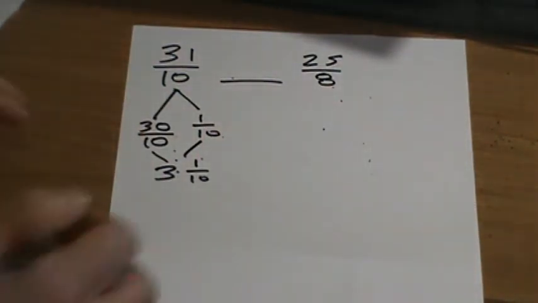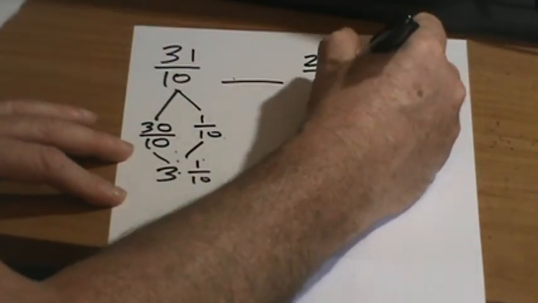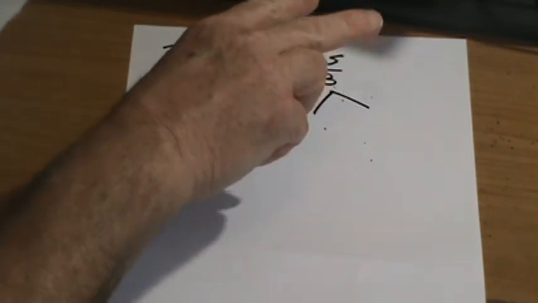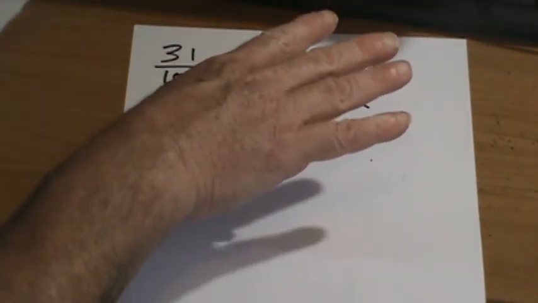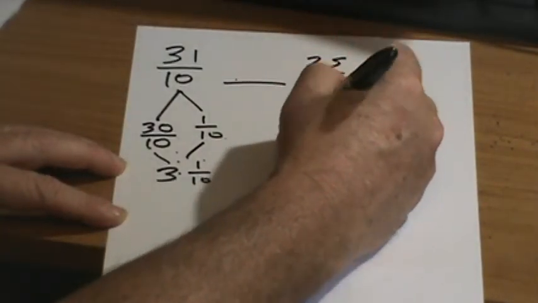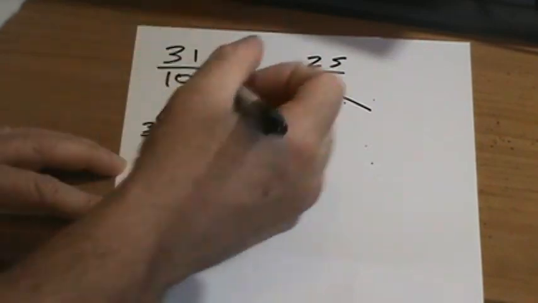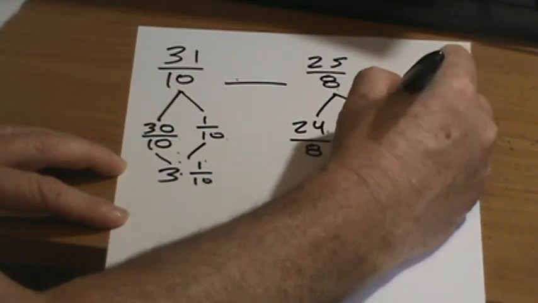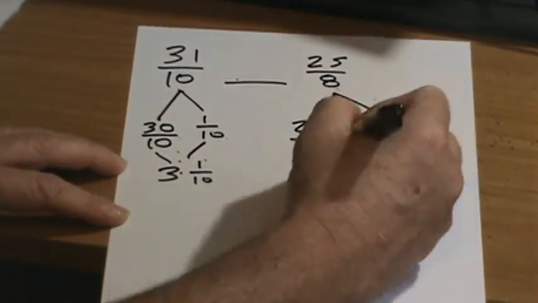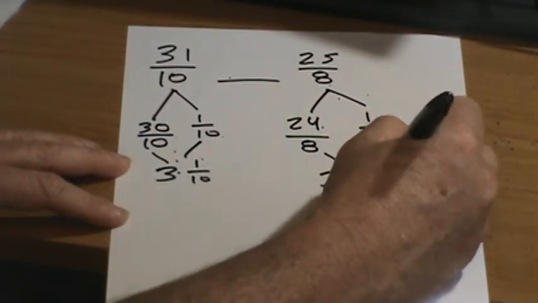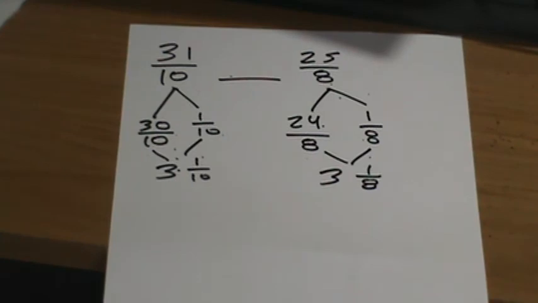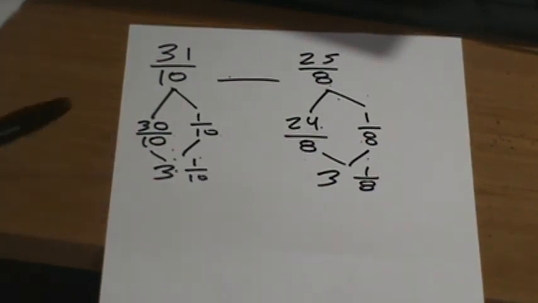Let's go over here. 25 eighths. 8, 16, 24, 32, so it's going to be 3. So 24 eighths, and I'm left over with 1/8. So now I have 24 divided by 8 is 3. I have 3 and 1/8. Okay, now let's think really hard about this. What's greater, 3 and 1/10 or 3 and 1/8?